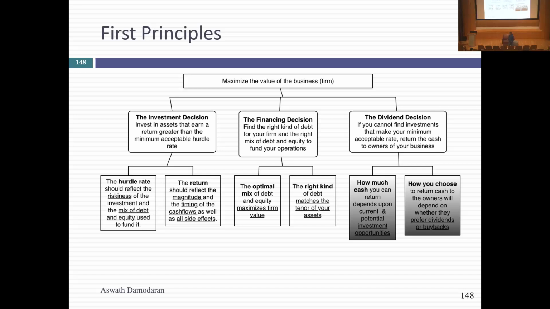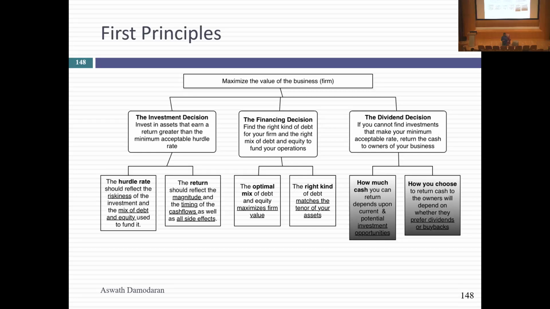Next, I want to address a question that's increasingly become central to many US companies. So you have $2 billion available to return. You have three choices. You can choose not to return the cash and hold it as a cash balance. But if you choose to return it, you can return it either as dividends or by buying back stock.